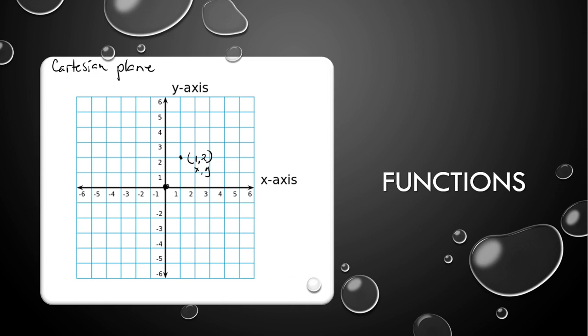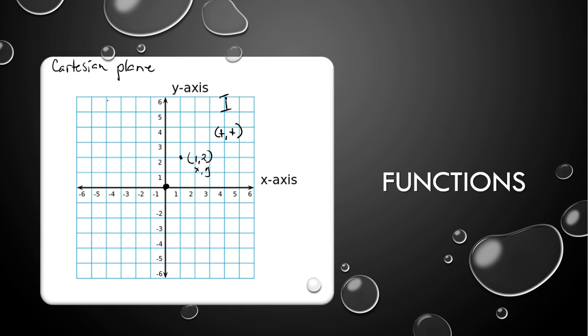Okay. And in the first quadrant, we always have positive and positive. Our x is always positive and our y is always positive. Sorry, I forgot to tell you that the horizontal axis is called the x-axis and the vertical axis is called the y-axis. The point of intersection there in the middle is called the origin.